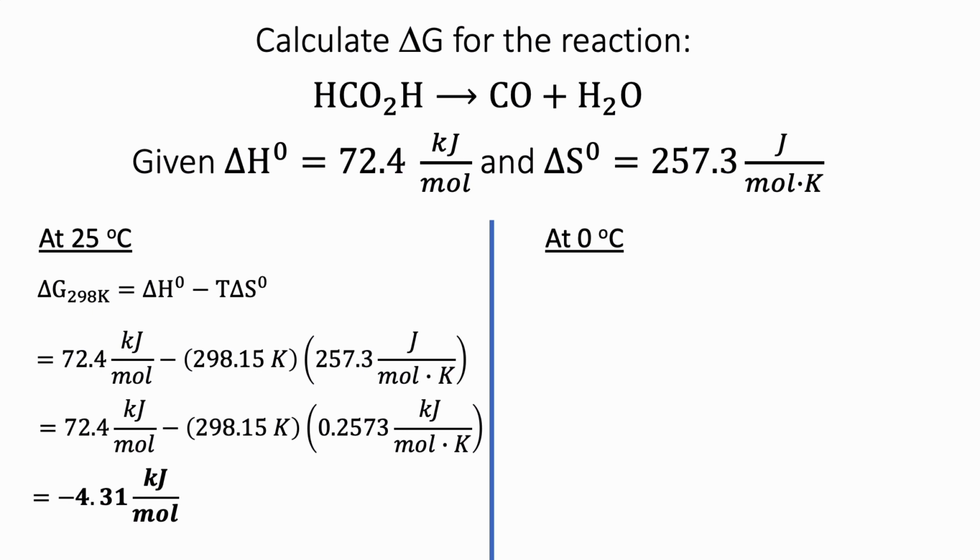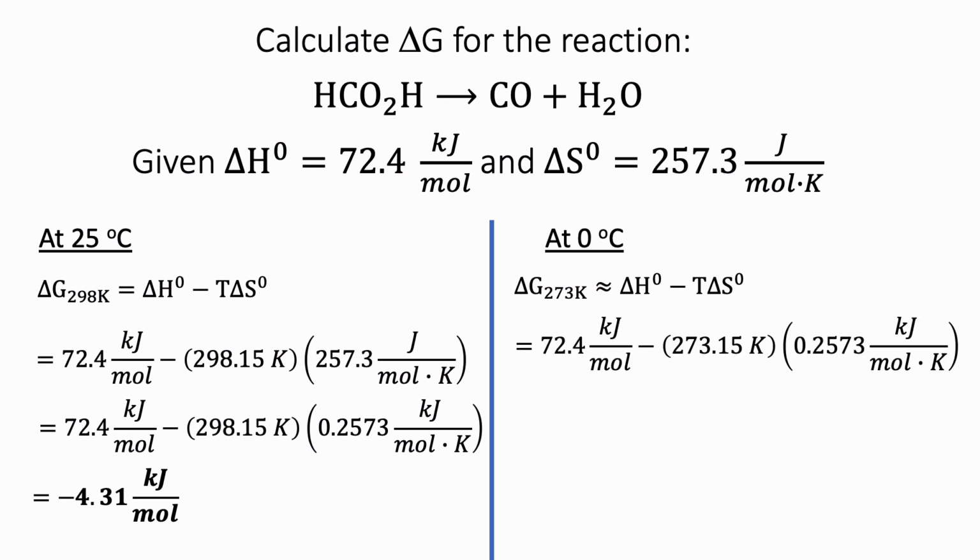Now let's calculate what happens at 0 Celsius. Here we are approximating. We're calculating the delta G at 273 Kelvin. And so we're going to plug in the same numbers we plugged in before. The difference is we're plugging in a different temperature. Everything else is the same. And again, I'm putting the entropy in terms of kilojoules per mole Kelvin. And if we run that through our calculator, we see that delta G is 2.12 kilojoules per mole. So we have cooled down the system by 25 degrees, and we've gone from a spontaneous reaction to a non-spontaneous reaction.